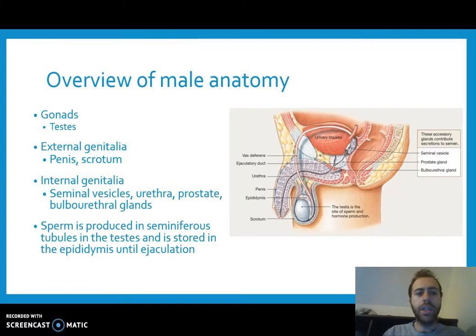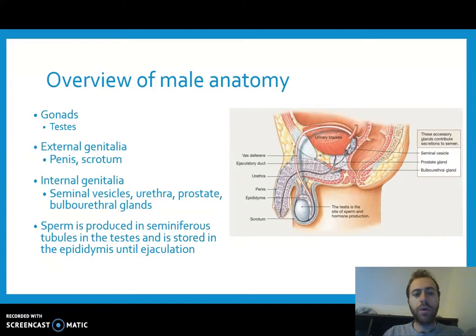The anatomy of the male reproductive system can be divided in terms of the external and the internal genitalia, and the gonads, the testes. The external genitalia consist of the penis and the scrotum. The internal genitalia consist of ducts and accessory glands, including the seminal vesicles, the urethra, the prostate, and the bulbourethral glands. The location of the testes and the scrotum is significant, as spermatogenesis occurs at a lower temperature, about between 1 and 8 degrees Celsius lower than the average body temperature, in order to produce viable sperm.